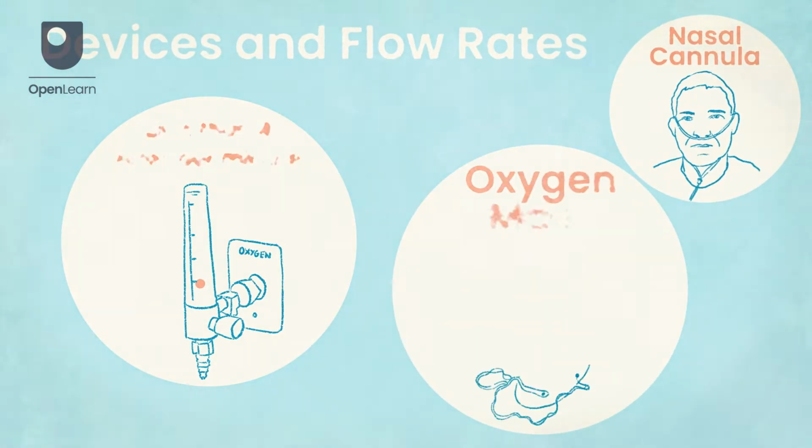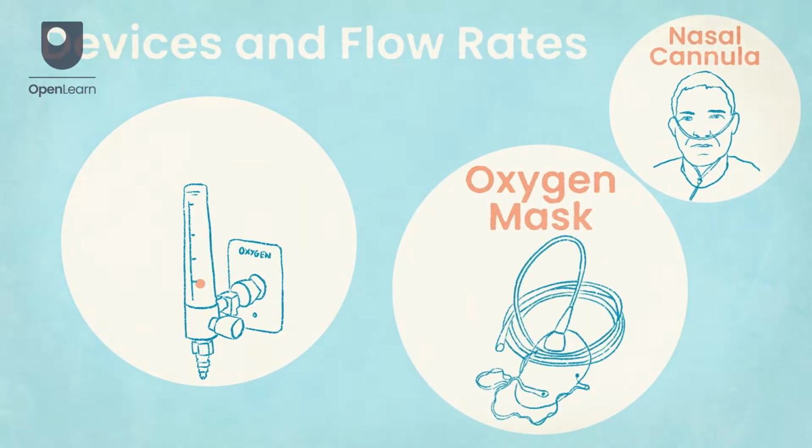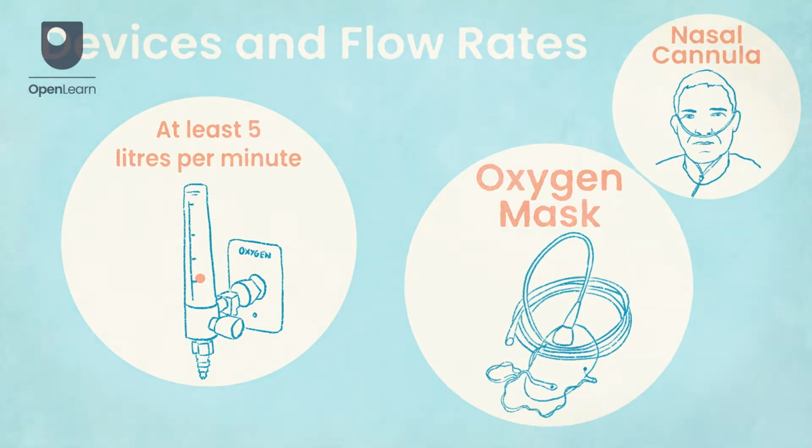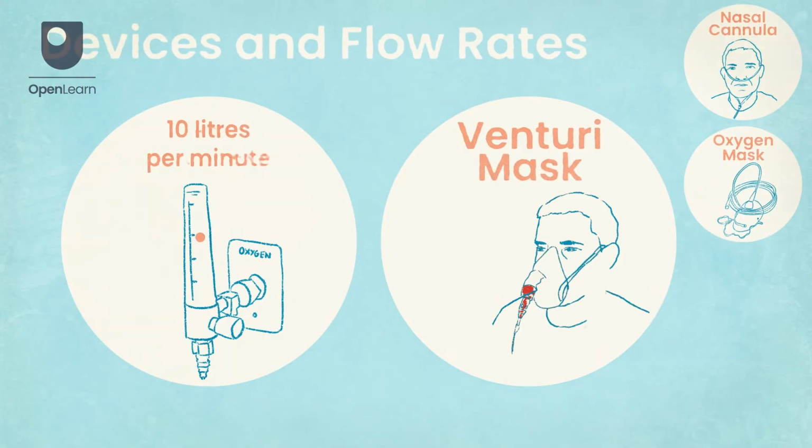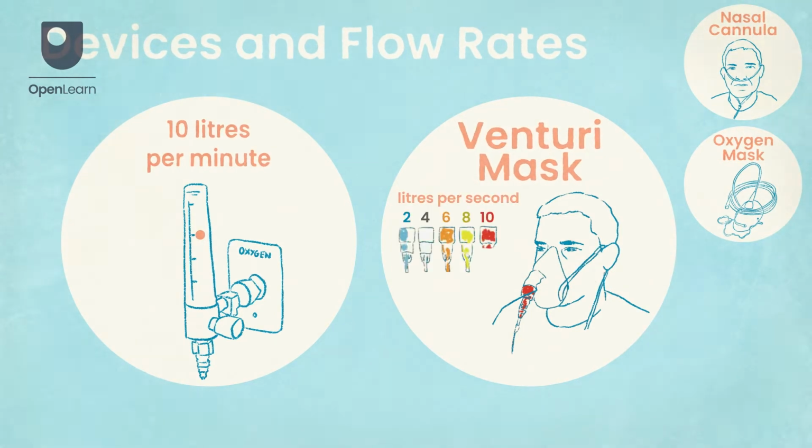A simple oxygen mask can be used instead of a nasal cannula. The flow rate should be at least 5 litres per minute. The Venturi mask system allows for different concentrations of oxygen to be given by mask. The Venturi valves are colour-coded and flow rates vary according to concentration required.